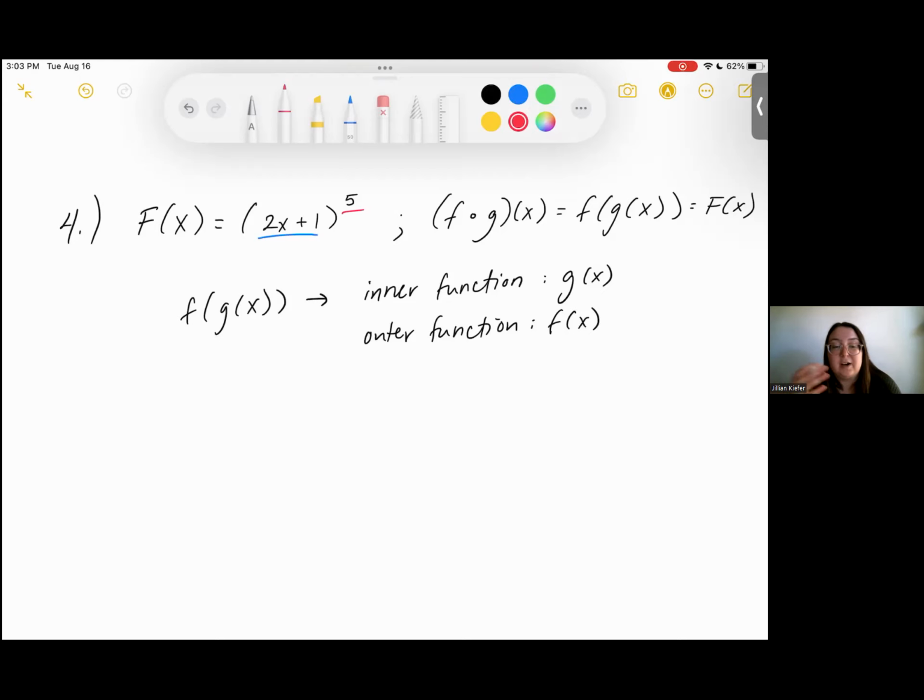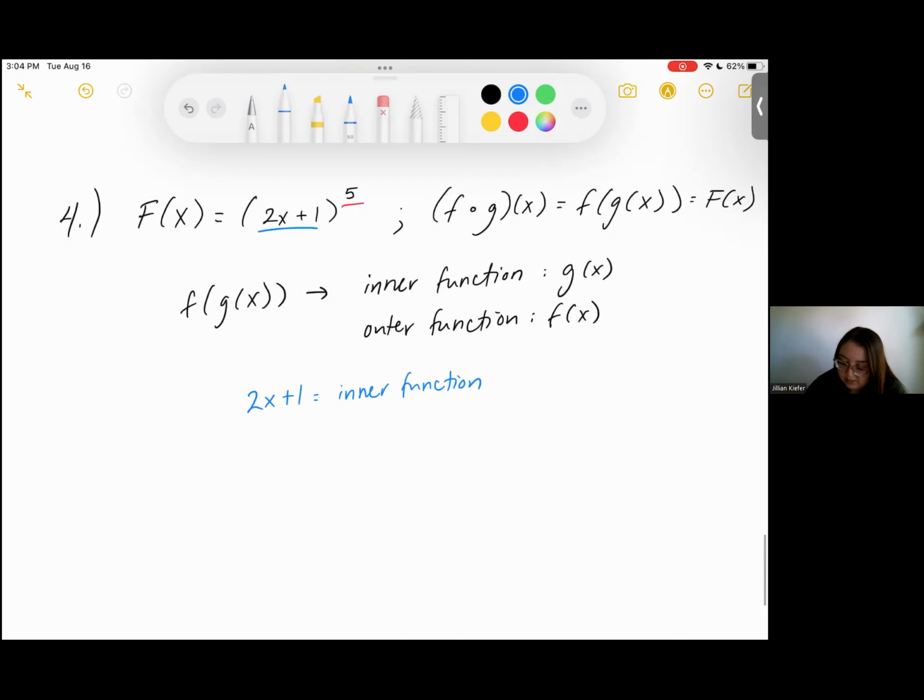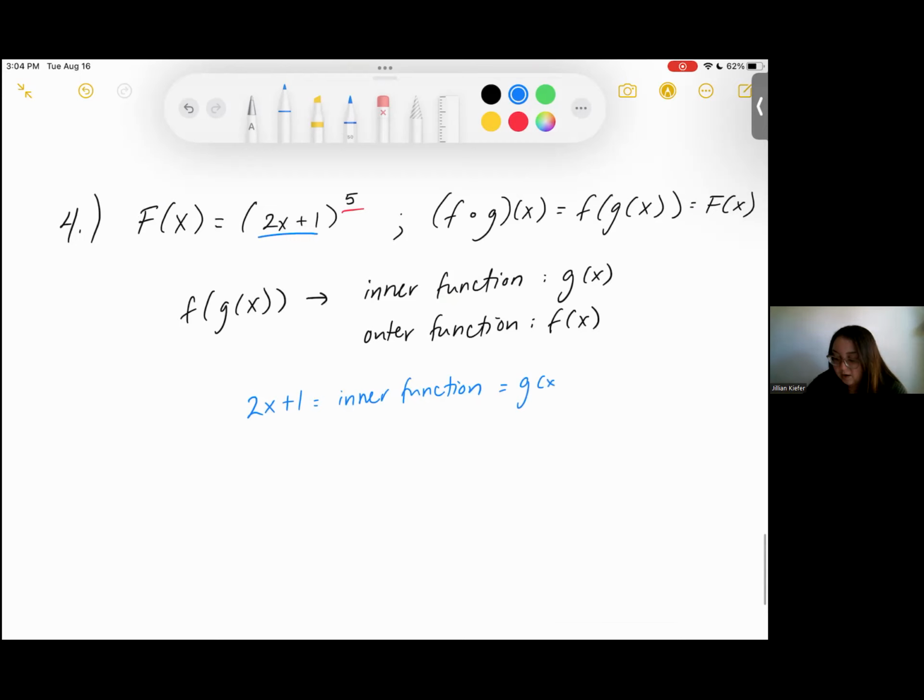So if we know that f of g of x, which is capital F of x, has an inner function g of x and an outer function f of x, we just have to determine which is going to be which. In our case, 2x plus 1 is an inner function. It is inside the parentheses that has the power of 5 on it. So this is the inner function, and we know the inner function is g of x. So we can pretty safely say that g of x is 2x plus 1.